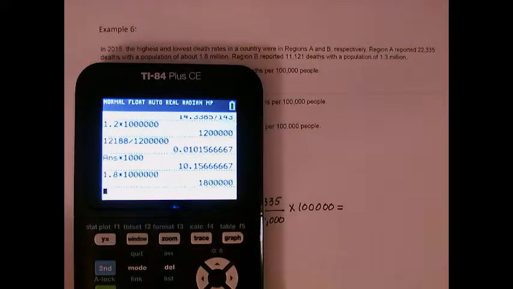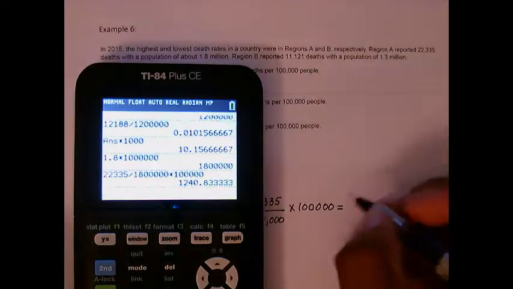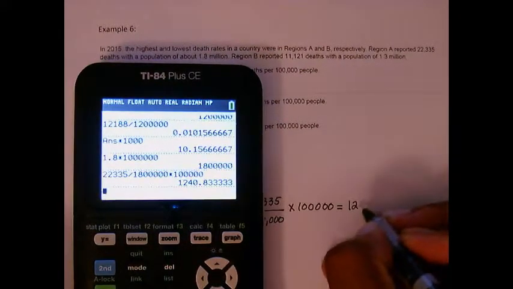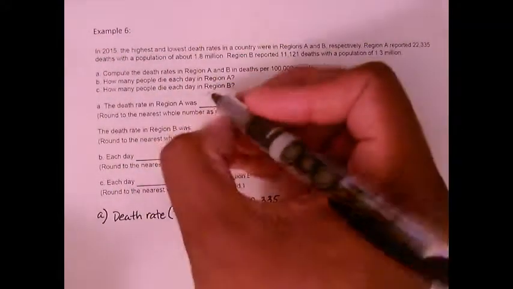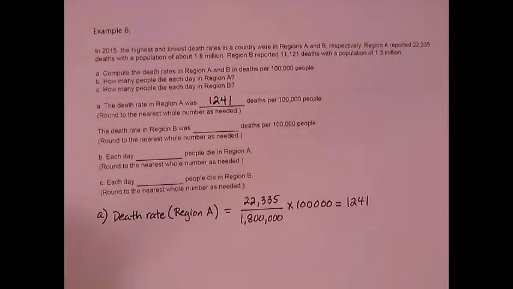So in this case here, when I do 22,335 divided by 1,800,000, and then times 100,000. Now, if I round that off to the nearest whole number, that will be 1,241. So the death rate in region A is 1,241.